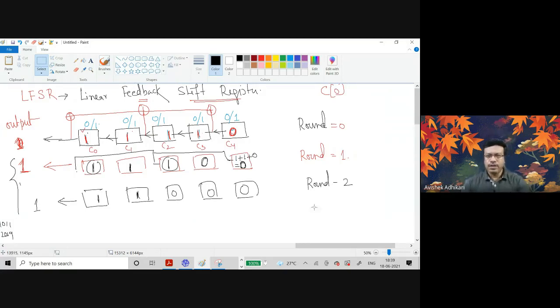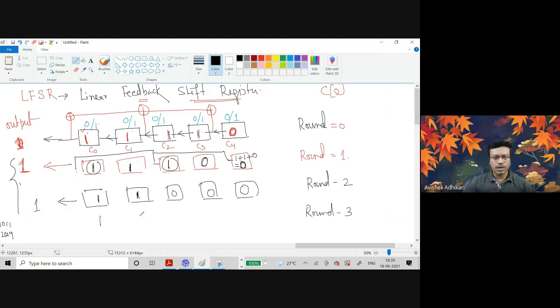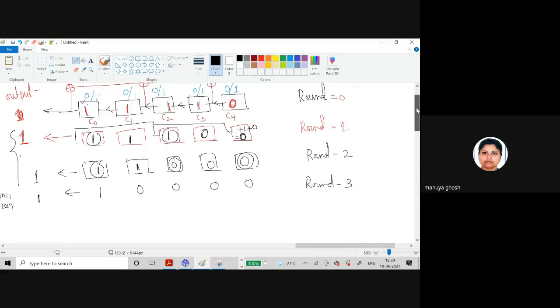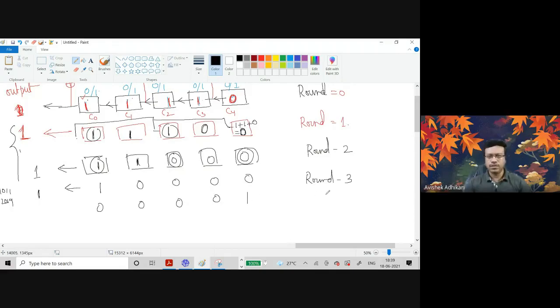So what would be in round 3? 1 0 0 0 0. Okay, 1 0 0 0, and then this box and this box, and this is 0. Check, this is not the same as this, right? Okay, in round 4, the output will be 1. Quickly. 0 0 0 0 1. So this is round 4.